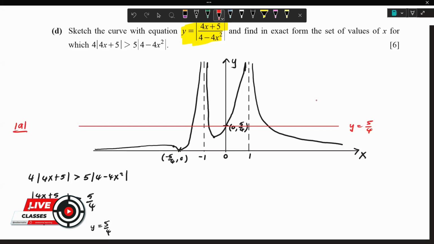We're using the property, the fact that mod A over mod B is the same as mod of A over B. Oh, I see. I did not know that. Okay.